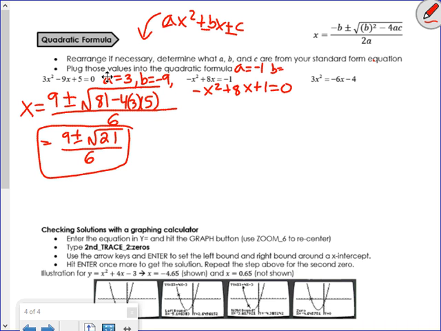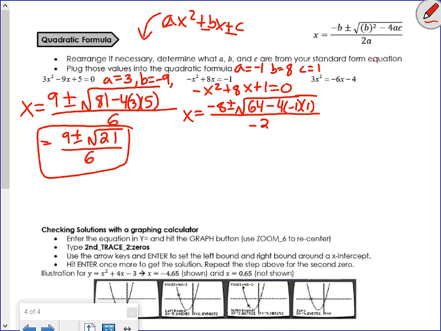B and C. All right, now just start plugging stuff in. So x is equal to negative b, so negative 8, plus or minus the square root of, what's b squared? 64, minus 4 times a times c, all over 2 times a. We do 2 times negative 1, negative 2.